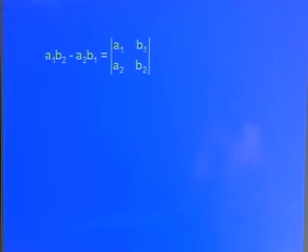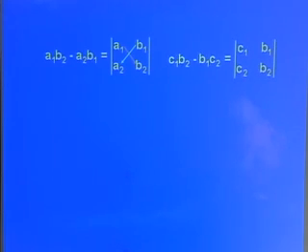Now, we try to represent the expression a1 b2 minus a2 b1 in this form, and on the right hand side what I have written is called a determinant, consisting of the matrix a1 b1 in the first row and a2 b2 in the second row. This is enclosed by a pair of vertical lines. We call this a determinant. This determinant is equal to the left hand side because one can very easily check that the left hand side is equal to a1 b2, this product, minus the product b1 a2.